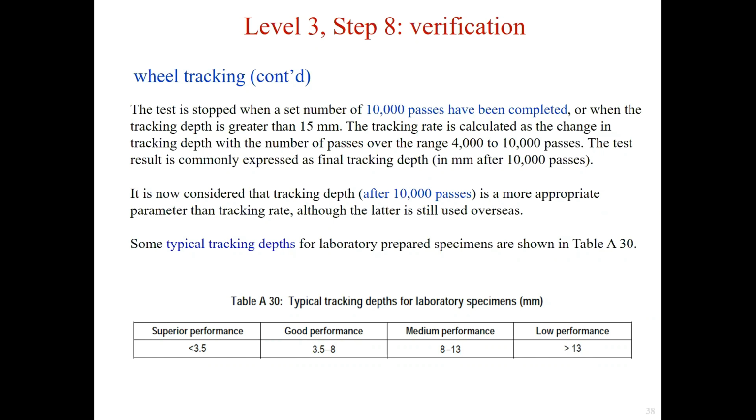Some typical tracking depths for laboratory prepared asphalt samples are shown in the table below. So if the tracking depth is 3 millimeter, it indicates superior performance. Otherwise, 14 millimeter indicates low performance.